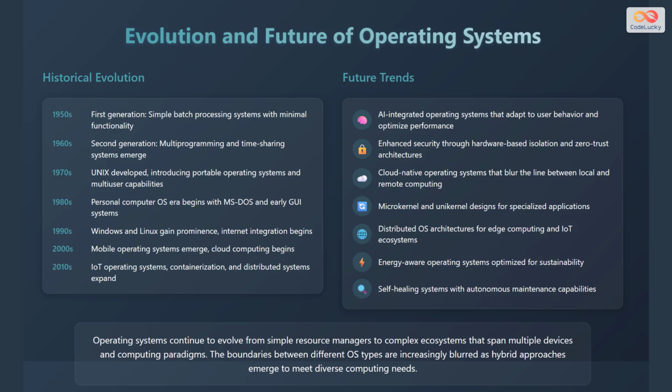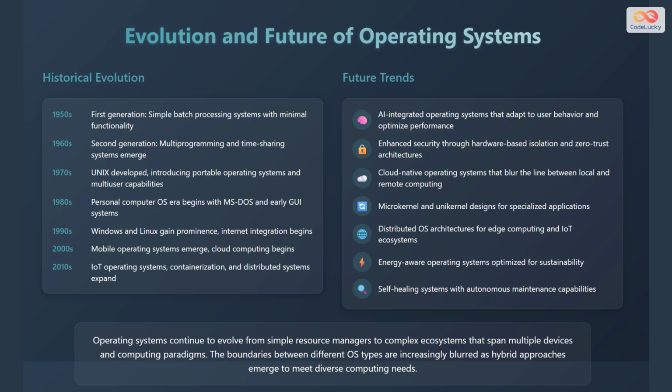Finally, let's consider the evolution and future of operating systems. In the 1950s, we saw the first generation of simple batch processing systems with minimal functionality. The 1960s brought the second generation of multiprogramming and time-sharing systems. In the 1970s, Unix was developed, introducing portable operating systems and multi-user capabilities. The 1980s marked the beginning of the personal computer operating system era with MS-DOS and early graphical user interface (GUI) systems.